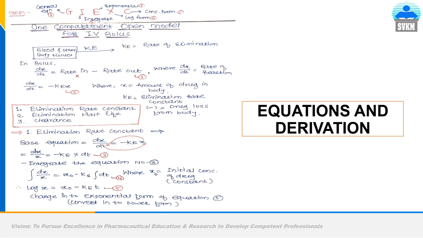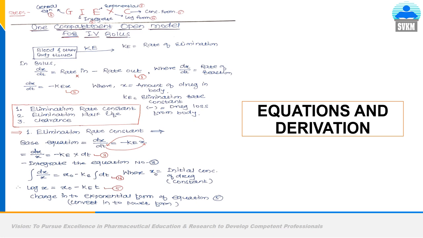Now, second step, we need to go for integration. In integration, we need both variables on the same side. So we move the X from here to here, and the equation becomes dX/X = -Ke dt, equation number 3. Now we integrate equation number 3: the integral of dX/X from X0 to X equals -Ke times the integral of dt, where X0 indicates the initial amount of drug, which is constant. If we take the initial amount as 500 mg, then this 500 mg is constant at all times. So during the integration, one term arrives called X0.